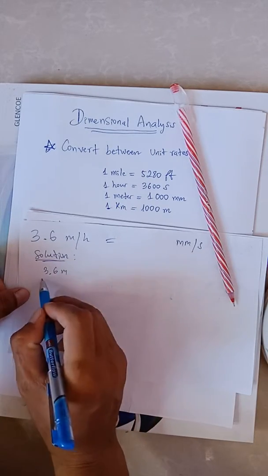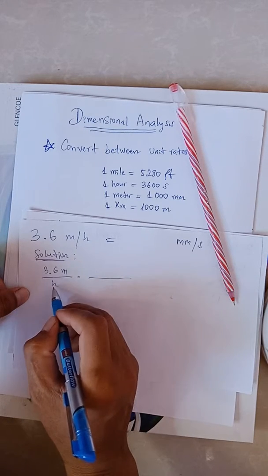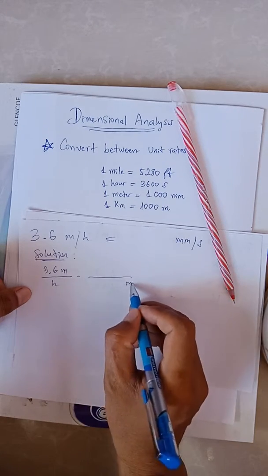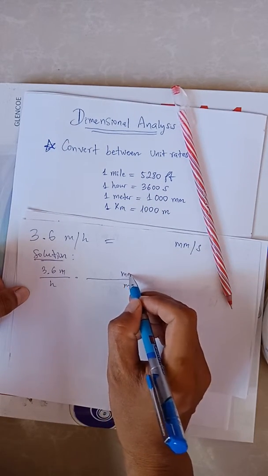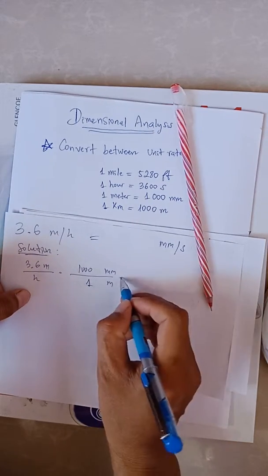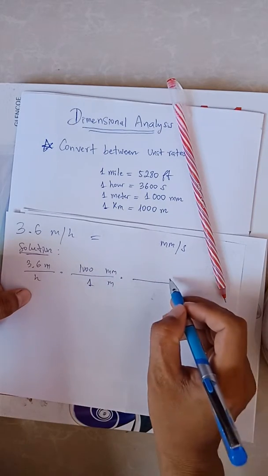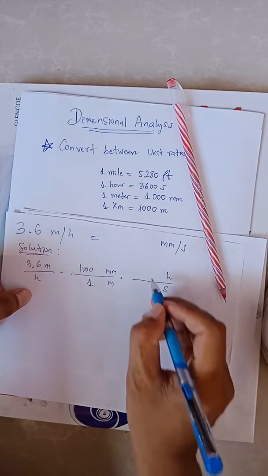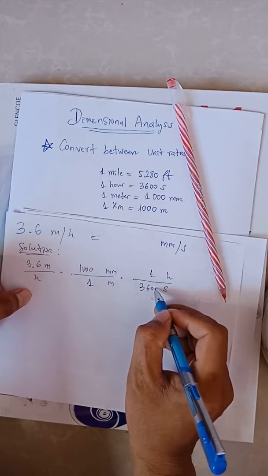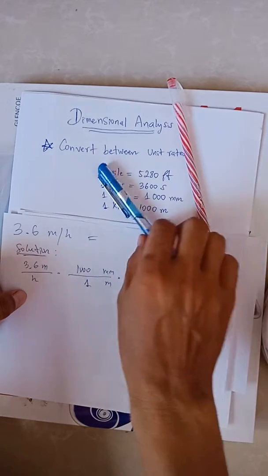3.6 meter per hour, you multiply by a fraction. Meter up here, you put meter down here, and then millimeter up here. 1 meter equals 1000 millimeter. And then you try to eliminate hour, since hour is down here, you put hour up here, and then second down. So 1 hour is equivalent to 3600 seconds.